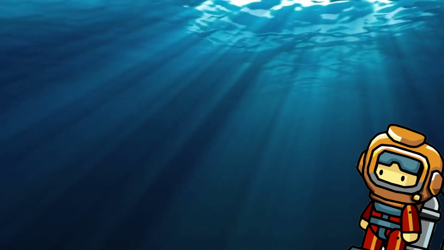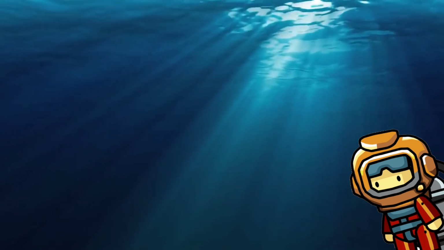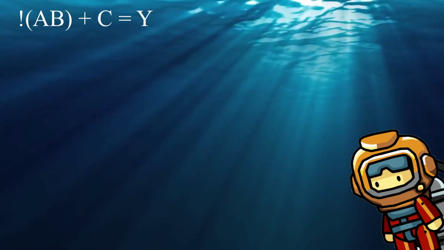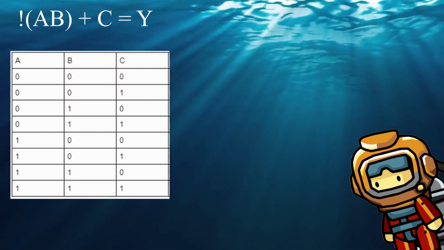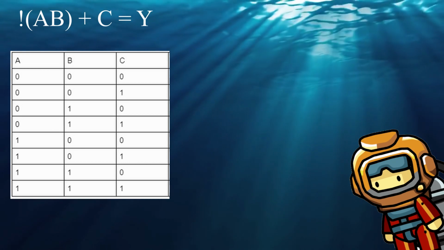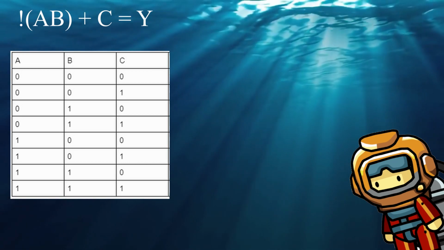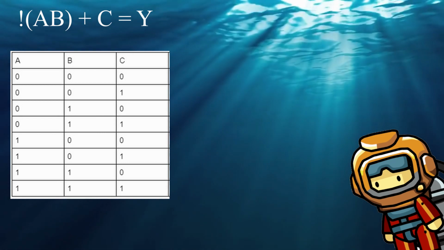Now let's work out the truth table for this. So we have the equation of Y equals not AB plus C, right? Let's just start out our truth table with A, B, and C. We start off with 0, 0, 0, and then we go down all the way to 1, 1, 1. After that, we break down our equation piece by piece, okay?